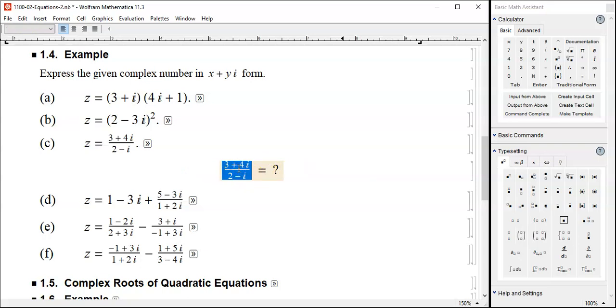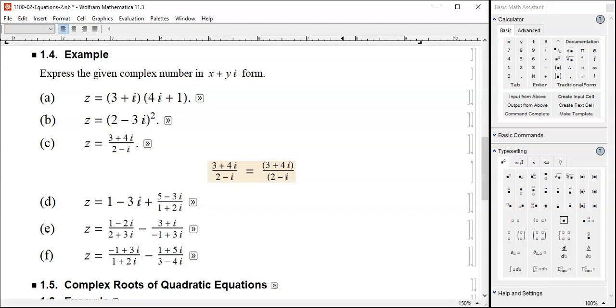Whenever you have to simplify a fraction, think about this: multiplying by the same number to both numerator and denominator. That's usually the essence. In this case, I have to select that number strategically. How do I do that? The number I selected here is 2 plus i.